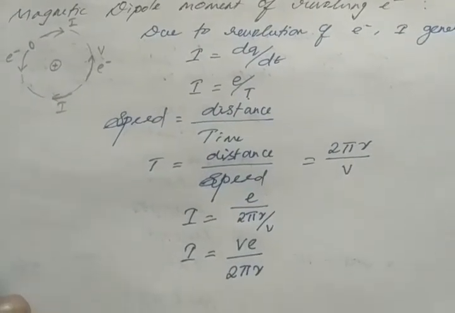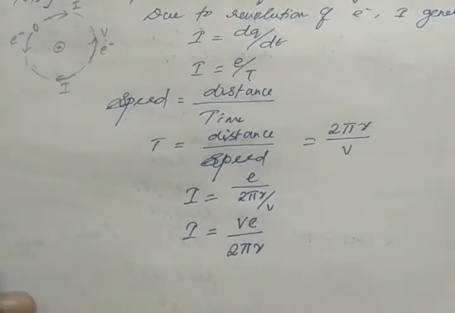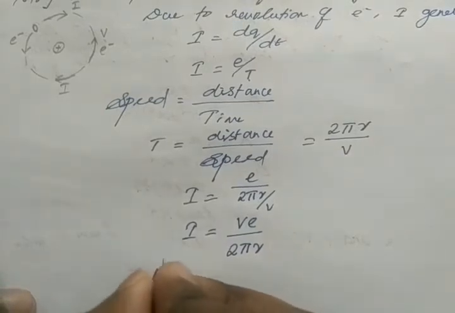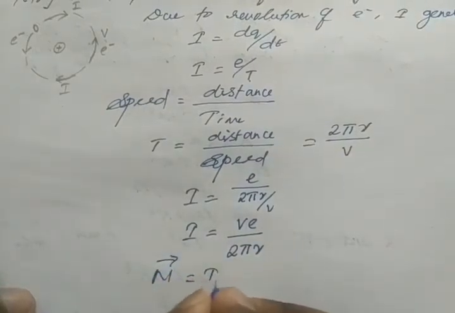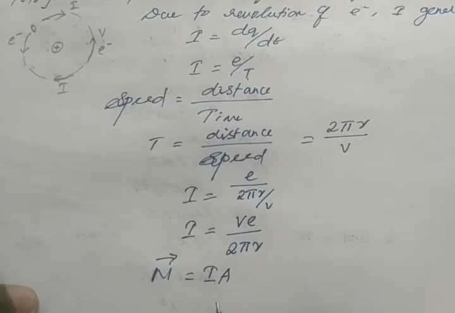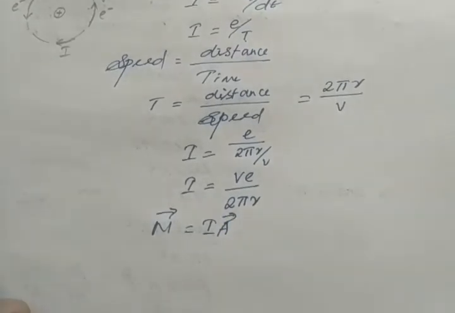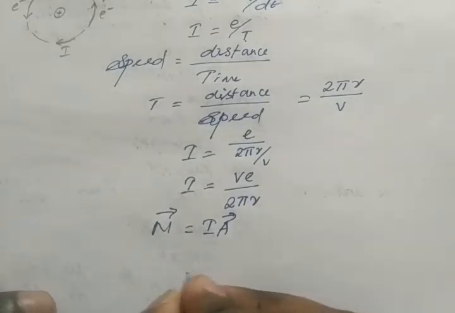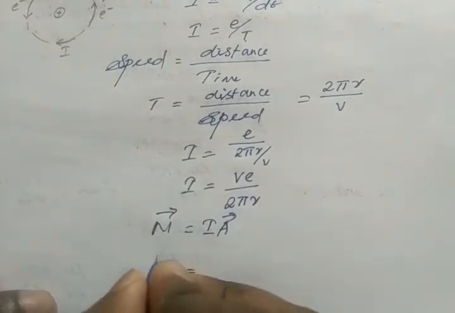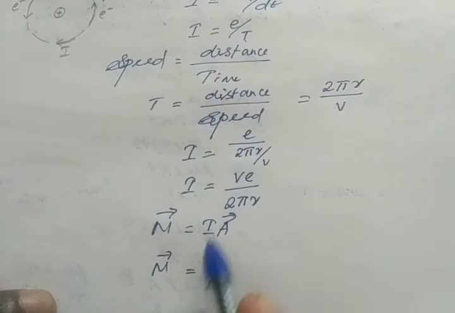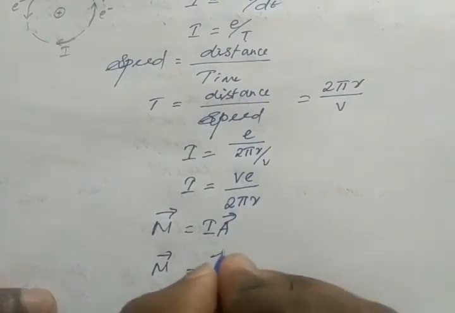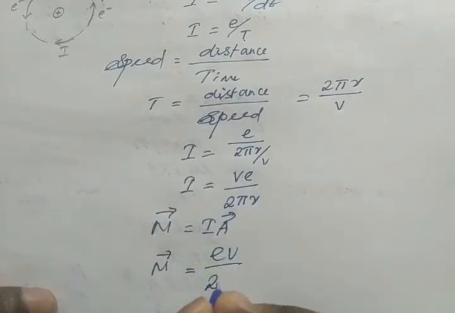Okay. So we know the magnetic dipole moment formula, M equal to IA. So this is the formula for magnetic dipole moment. So substitute the I value in this equation. M equal to, what is I? I is Ve by 2 pi r. Then what is A?